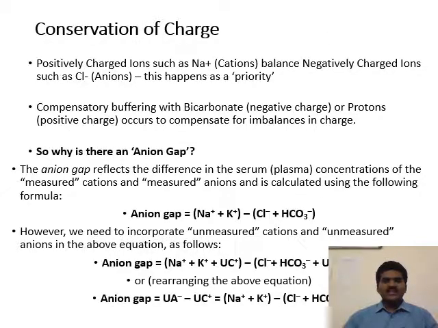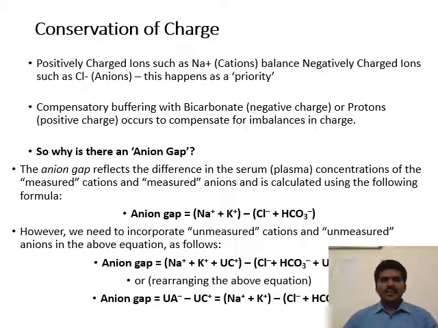The next concept is conservation of charge. There are positively charged ions and negatively charged ions in the body. Positively charged ions such as sodium balance the negatively charged ions like chloride, and this happens as a priority in the human body. Compensatory buffering with bicarbonate or protons occurs to compensate for imbalances in the charge. So when the charge is conserved, this electroneutrality is maintained in the body.